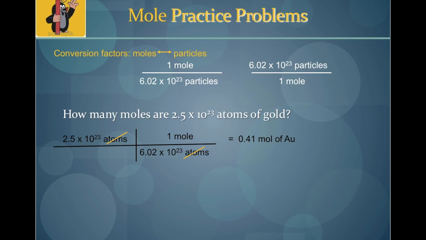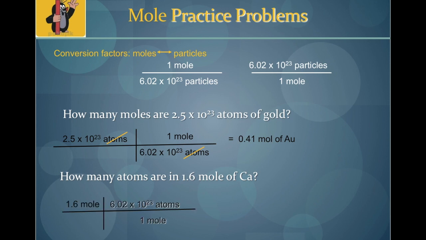So let's do a different problem. This time it's asking how many atoms are in 1.6 moles of calcium. It's a conversion problem, but going in the opposite direction. Again, the first thing I do when solving a problem like this is to write down what I'm given. So it's 1.6 moles. I'm going to write that down first, and then I'm going to write my conversion factor.